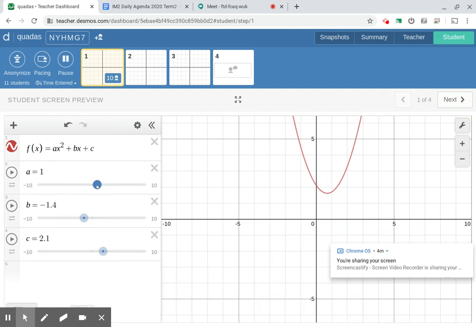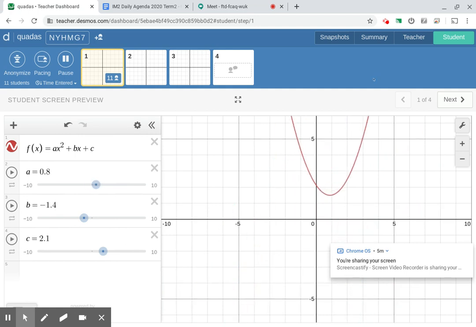All right, last, what does A do? A is the steps, right? Bigger steps, steeper graph. Smaller steps, smaller graph. What about when it's 0? Make A 0. Is that a parabola anymore? And what if it's negative?